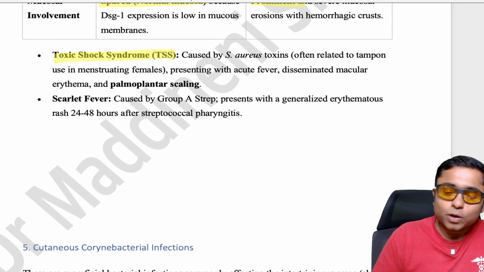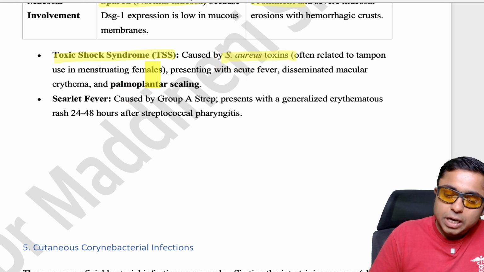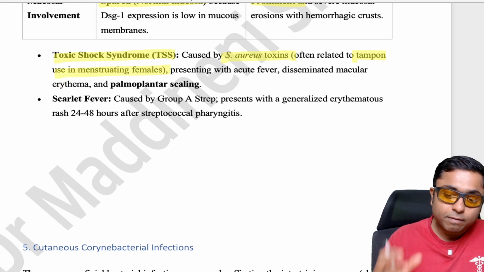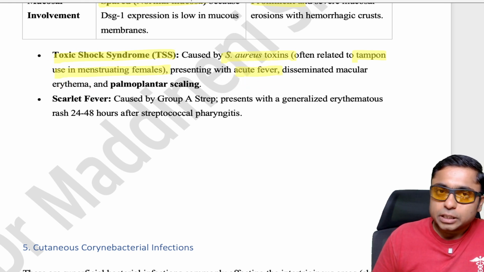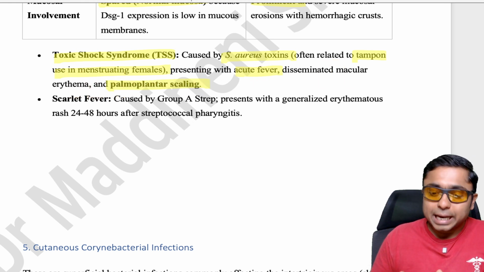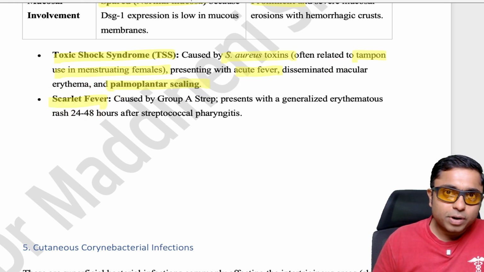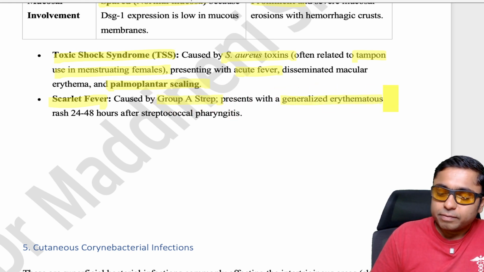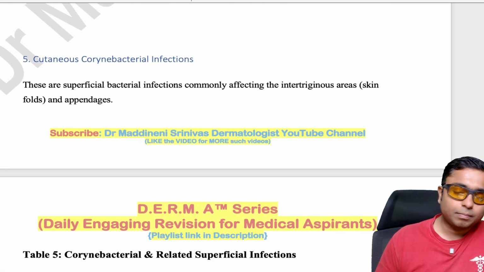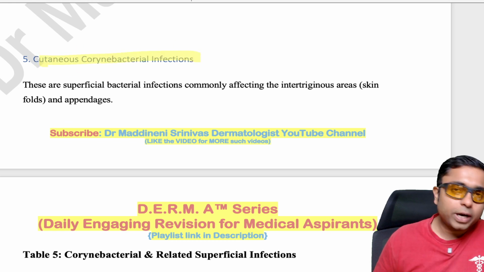Next, toxic shock syndrome. The toxins here are Staphylococcus aureus toxins. Buzzword is tampon using menstruating females. Very important point. Patients are going to present with acute fever, macular erythema, and palmoplantar scaling. Next is scarlet fever associated with group A streptococcus, GABHS, presenting with a generalized erythematous rash 24 to 48 hours after streptococcal pharyngitis.